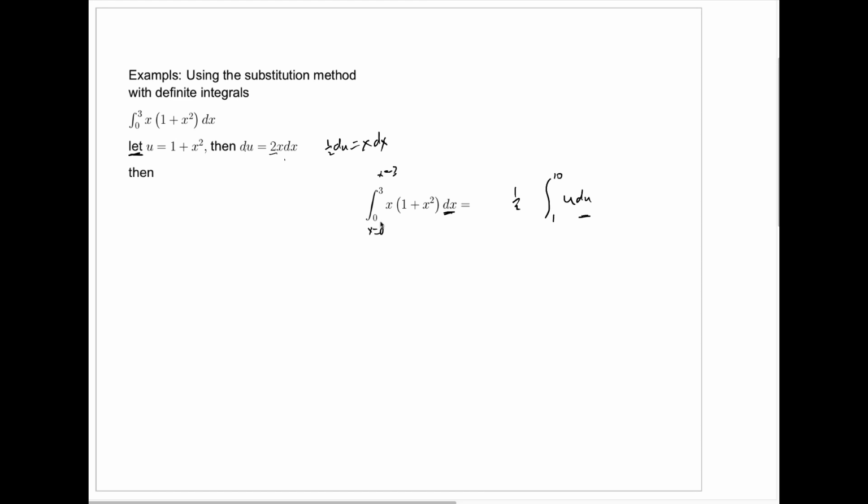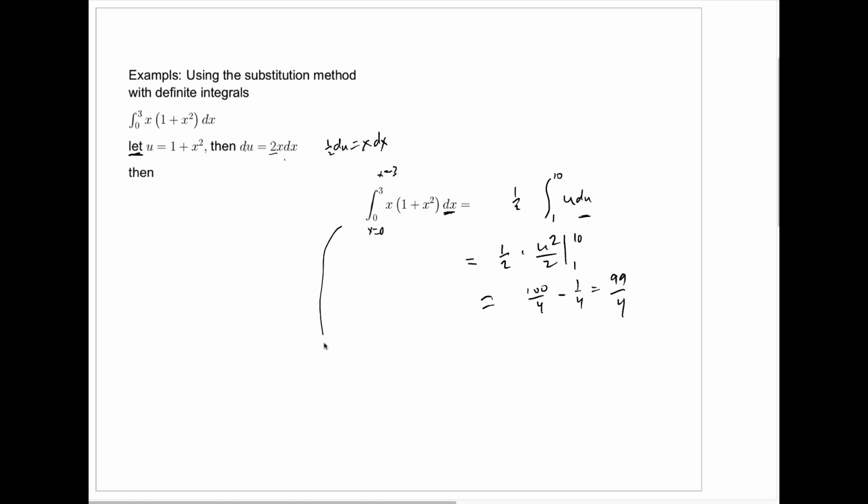And now we can assert that this definite integral is equal to this definite integral, and we just evaluate this integral without going back to the variable x. How do we do that? We keep the 1/2, we anti-differentiate u squared over 2 from 1 to 10. We end up with 100, that's 10 squared, over 4, minus the 1 over 4, or 99 over 4, and that's the correct value for the integral.